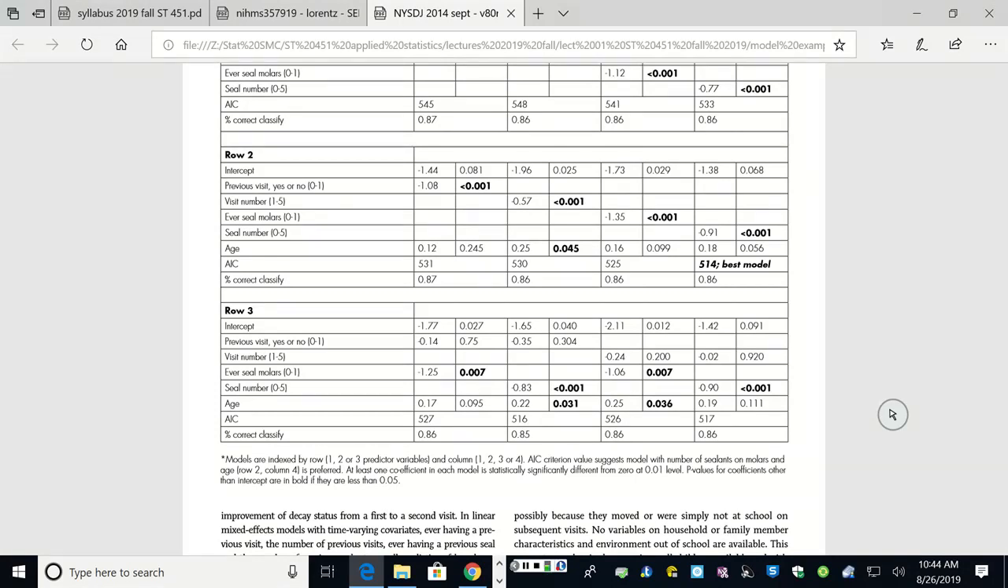But the conclusion was it certainly seemed all these different ways of measuring the interaction seemed positive. It seemed to reduce the amount of decay at subsequent visits. And across these different models, none of which is perfect, it seemed to make a pretty big difference, right?